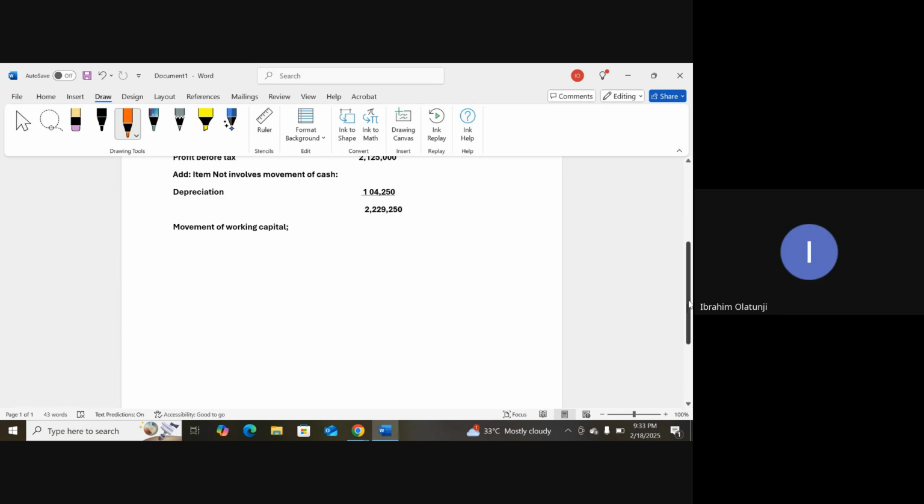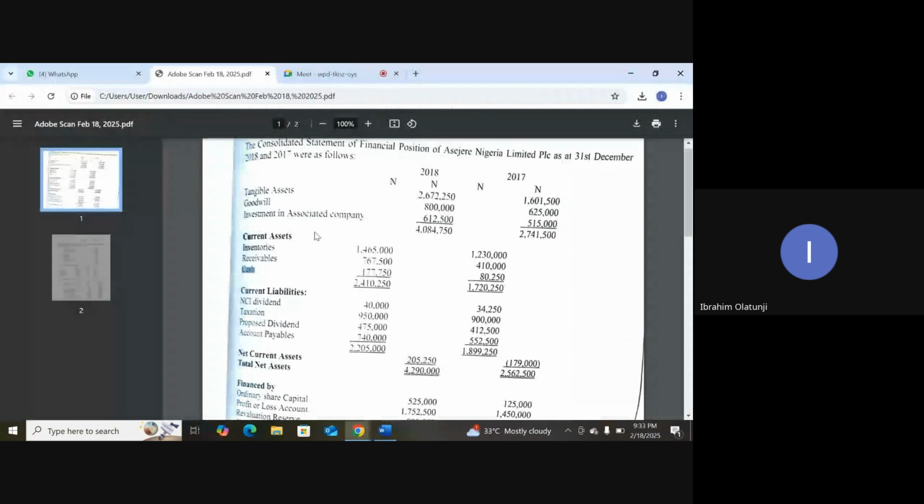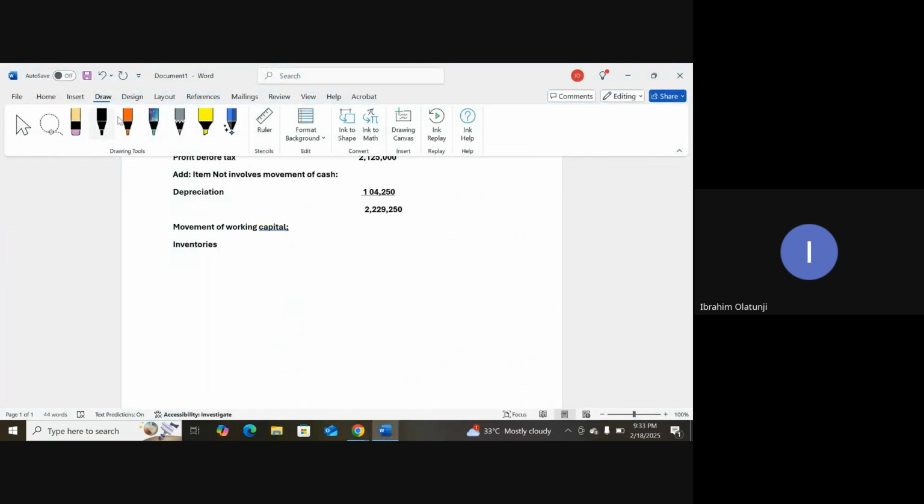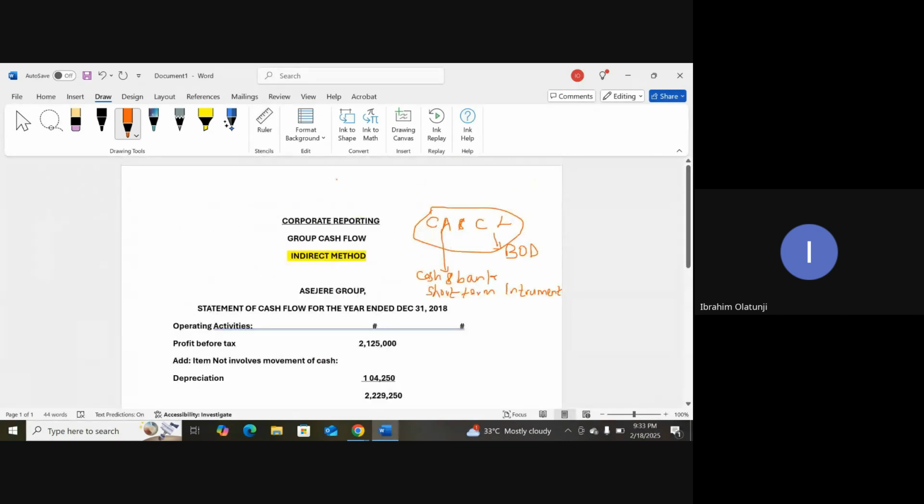Yes, sir. Okay. So then I come here and say inventories. These inventories, we have 2017 as opening balance, then 2018 as closing balance. So you have to do a working for it. Let me do it some way. Inventories account.